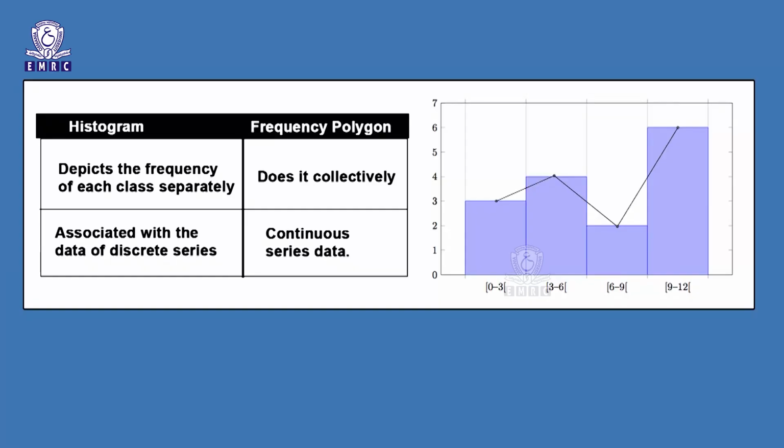The difference between the histogram and the polygon is that the histogram depicts the frequency of each class separately, whereas the polygon does it collectively. The histogram is usually associated with the data of discrete series, while the frequency polygon is associated with continuous series data.